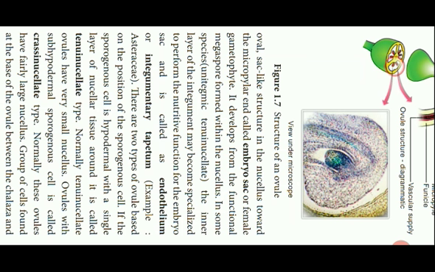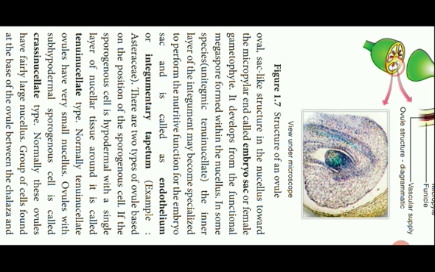So endothelium or integumentary tapetum is the inner layer of the integument that forms a specialized part to perform the nutritive function of the embryo sac. When the inner layer of the integument performs the nutritive function of the embryo sac, it is called endothelium or integumentary tapetum. Example: Asteraceae. Okay, so next we can see that there are two types of ovule.